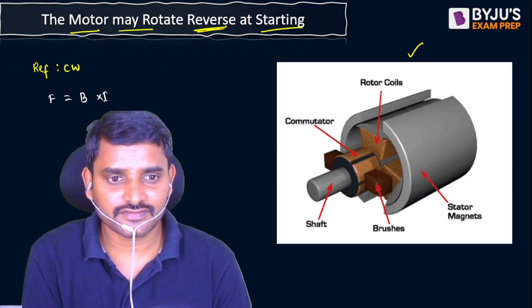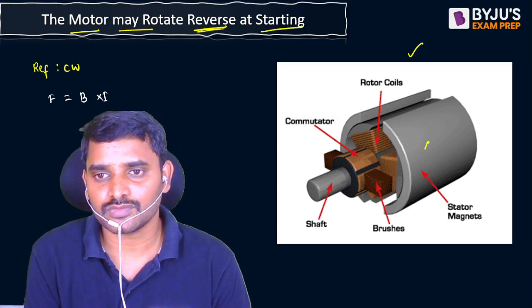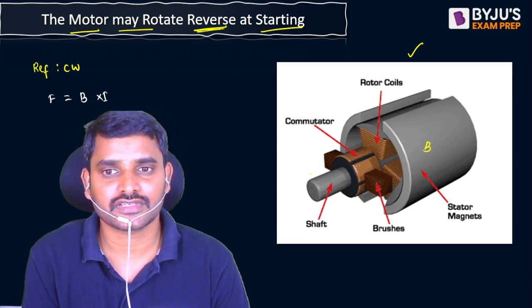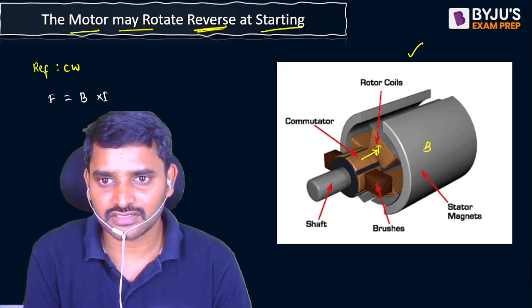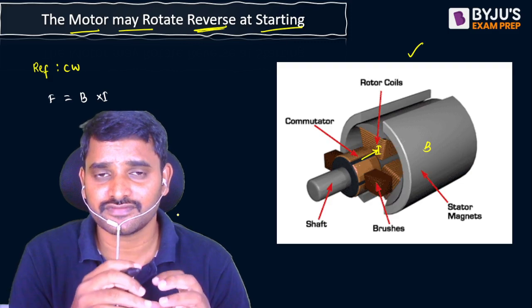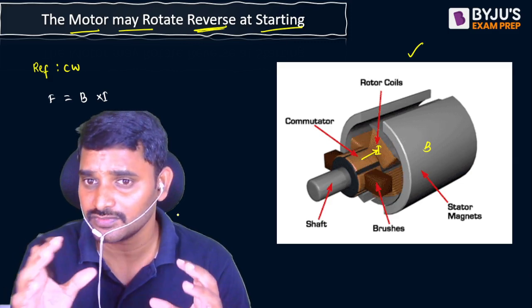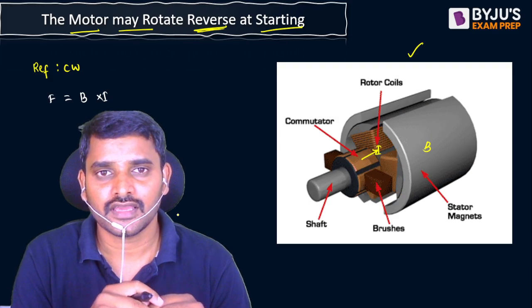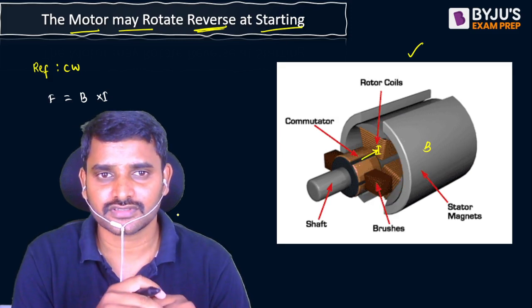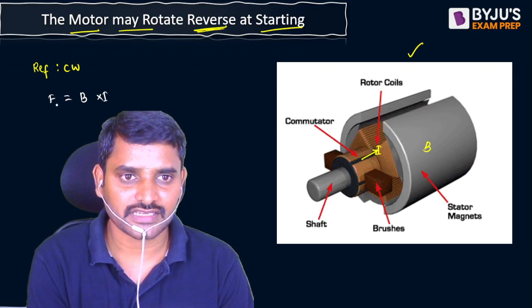So the flux will be produced by this north pole and south pole, the stator poles, and there is a current carrying conductor on the rotor coils. The current carrying conductors will produce a flux and it is going to interact with the permanent magnetic fields due to stator poles, and therefore a force will be induced, and that force we are expecting in the clockwise direction.